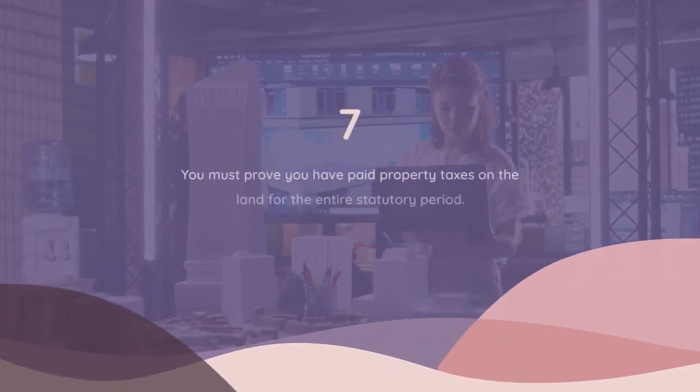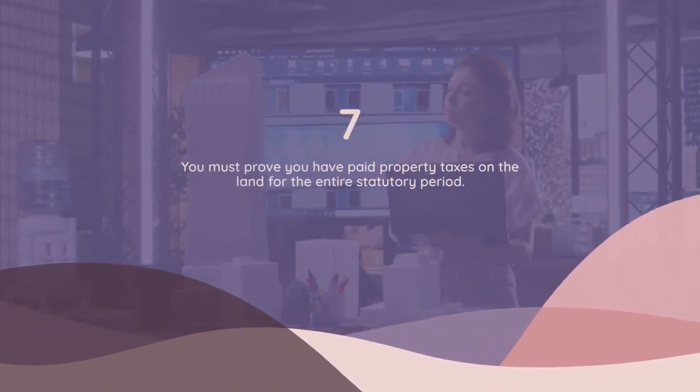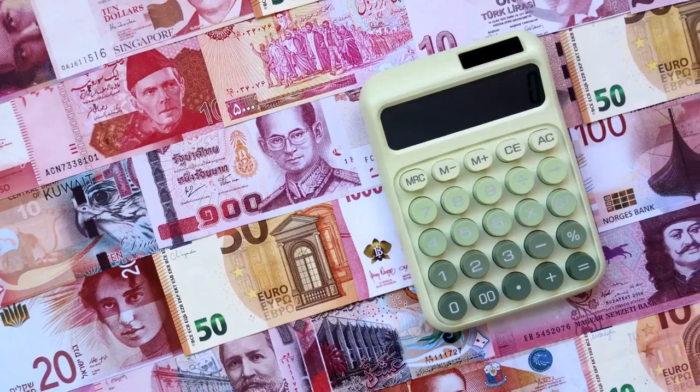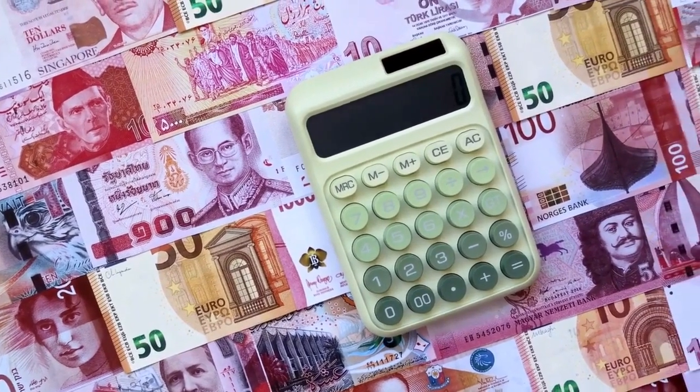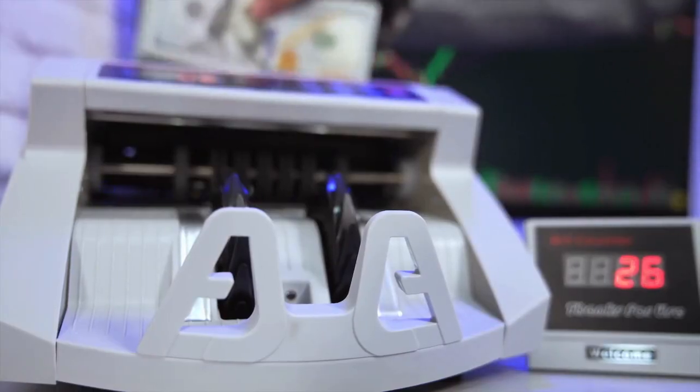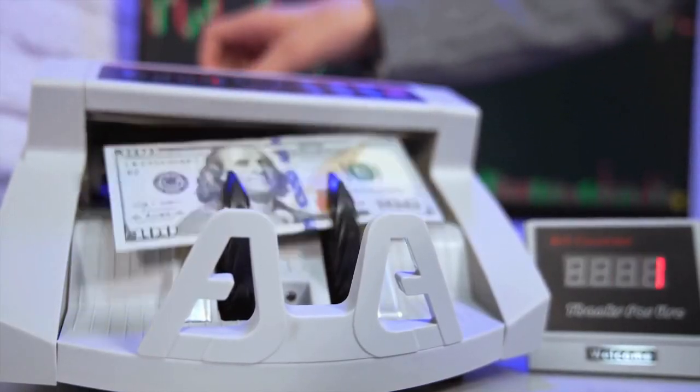Crucially, in many states, you must also prove you have paid property taxes on the land for the entire statutory period. This is often a very strong, sometimes mandatory, element of proving adverse possession. It shows you treated the land as your own financially.